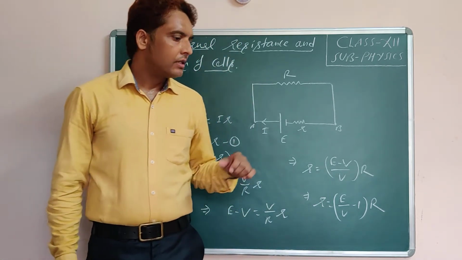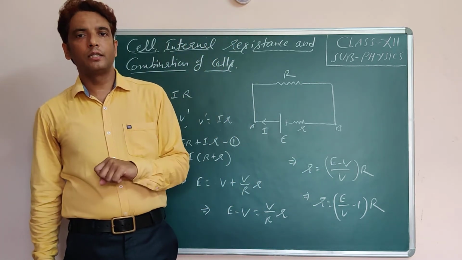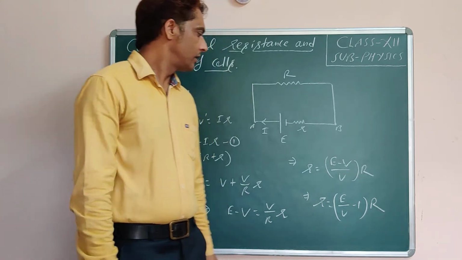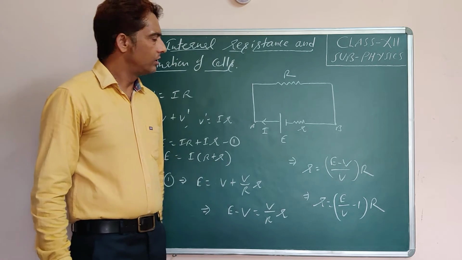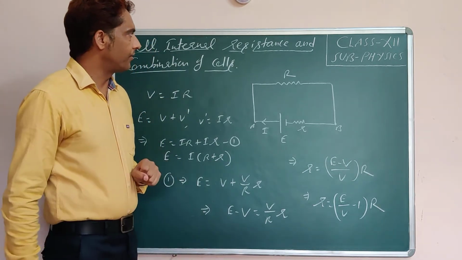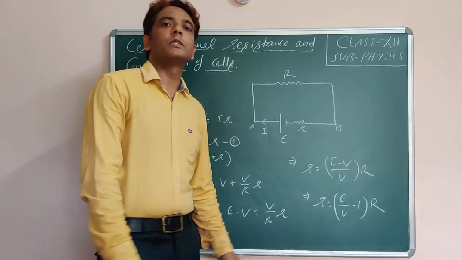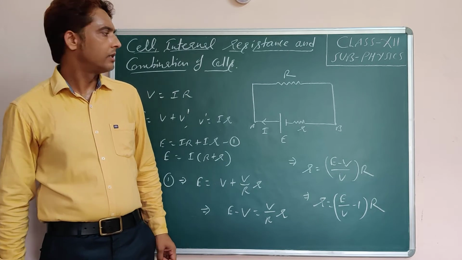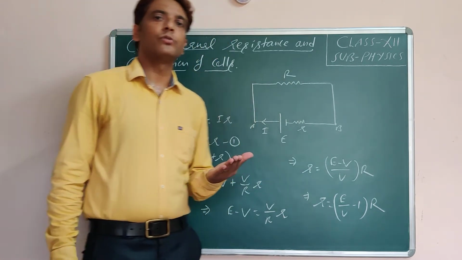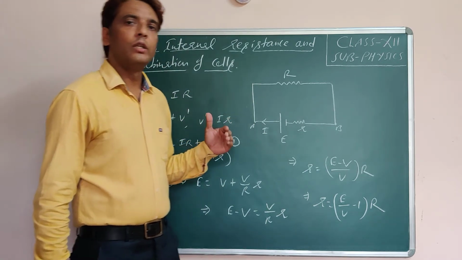And cells which can be recharged are known as secondary cells, and those cells which cannot be recharged are known as primary cells. So this is about the EMF, terminal potential difference, and internal resistance of a cell. Now next we discuss combination of cells. When we combine a number of cells, it constitutes a battery. A battery consists of two or more than two cells.